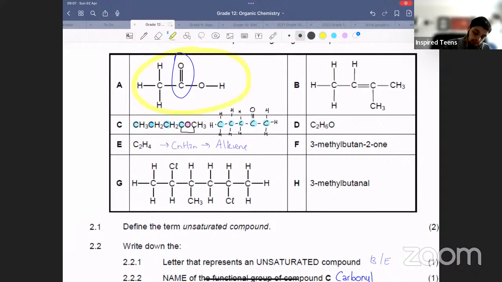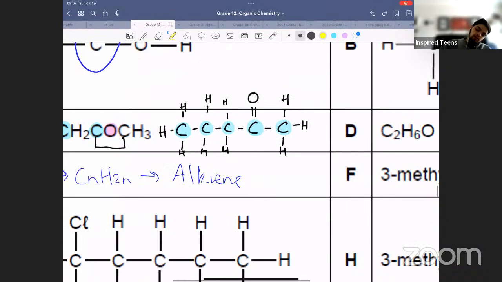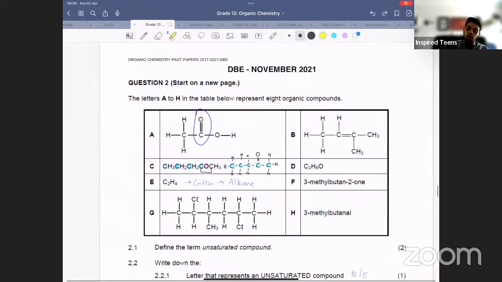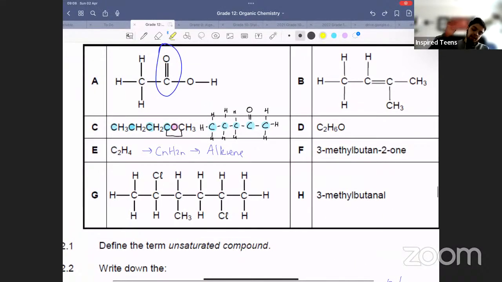So here, that's not a ketone. That's not a ketone. Not a ketone. This is a ketone. Wait, is this a ketone? 1, 2, 3, 4, 5, 6. 1, 2, 3, 4, 5, 6, 7, 8, 9. No, it's not a ketone. E is not a ketone. G is not a ketone. H is not a ketone, but F is a ketone.